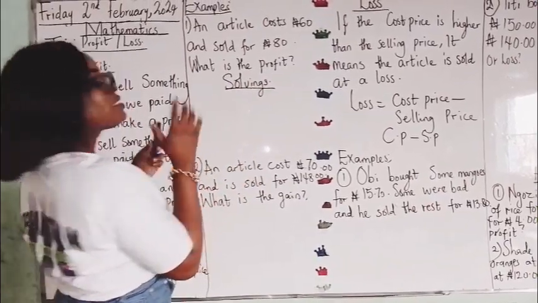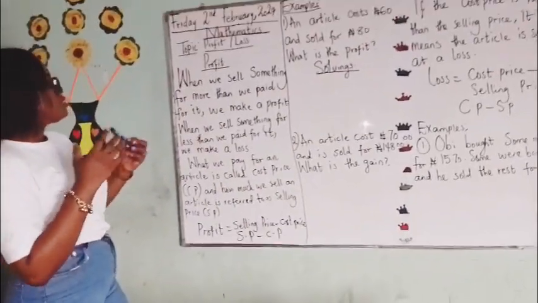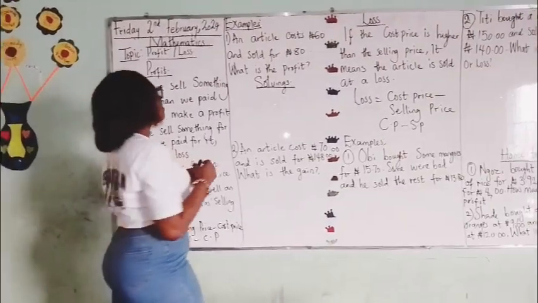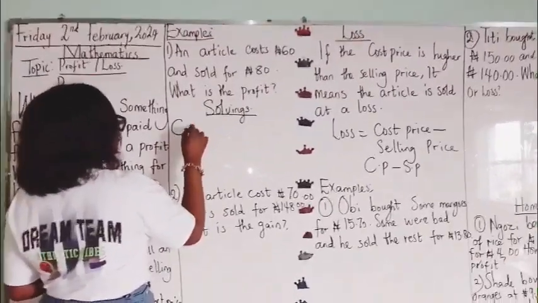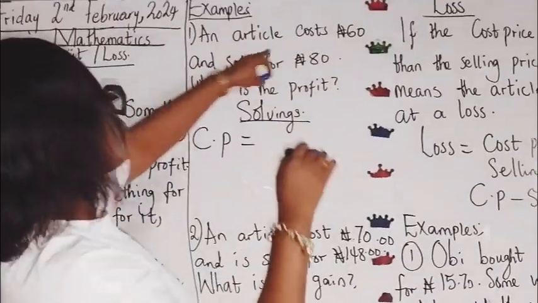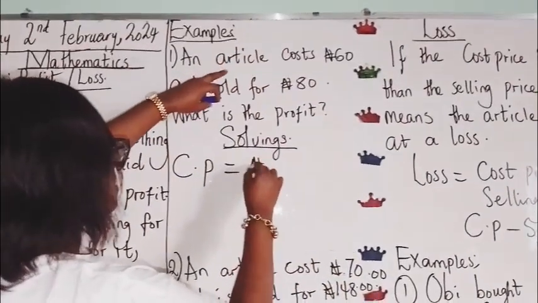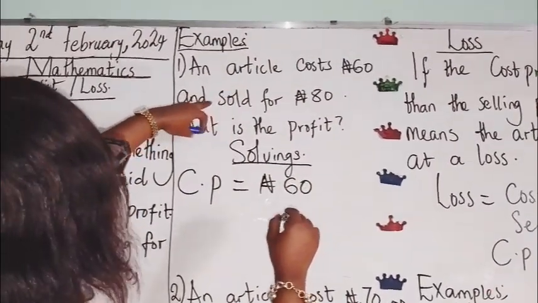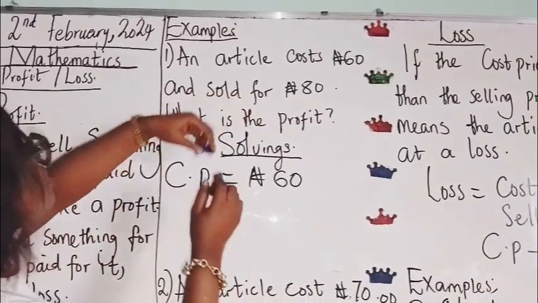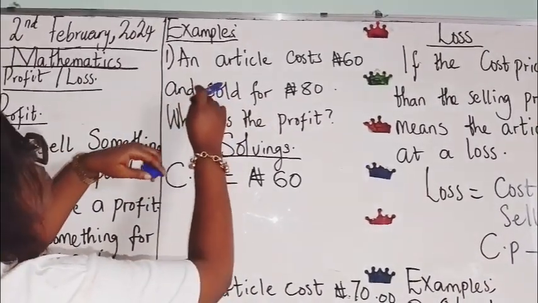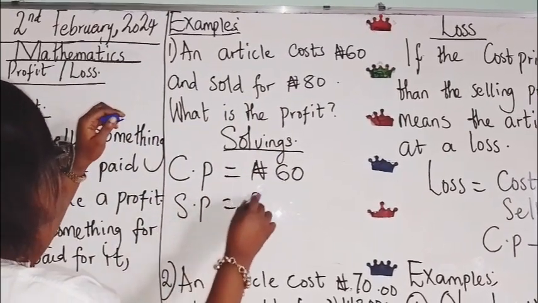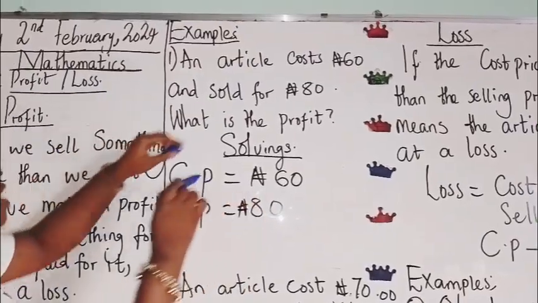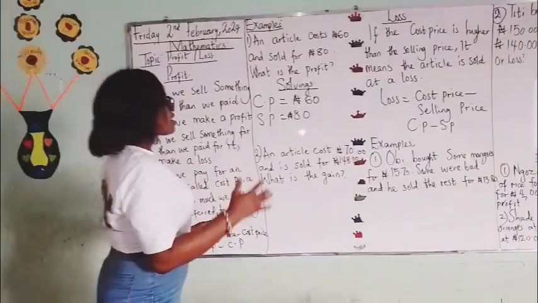First of all, bring out my data. In mathematics, whenever you have such questions, always bring out your data. Bring out my cost price, which I tag CP. My cost price here is 60 naira. And I also bring out my selling price. So an article costs 60 naira, was sold for 80 naira. I bring out my selling price, which is 80 naira. I've brought out all my data so you can see them very well. Now, what is the profit?